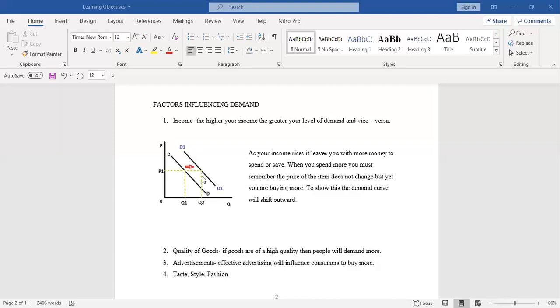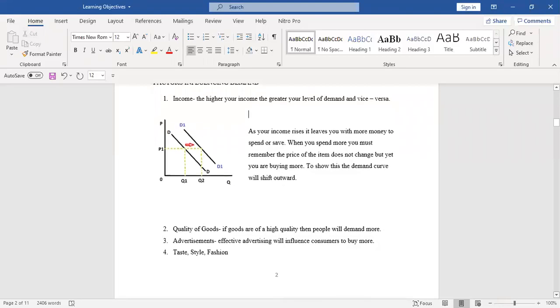So when your income falls, it will cause you to demand less. The price of the product does not change. What has changed is your ability to buy. So how will you show that you're now demanding less? Your demand curve will have to shift inward from D1 to D2. It will have to go this way, right? So I want you all to understand that, because when I see you guys, I'll ask you to draw the diagram for me.